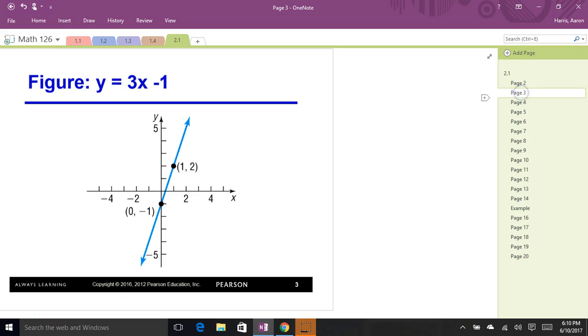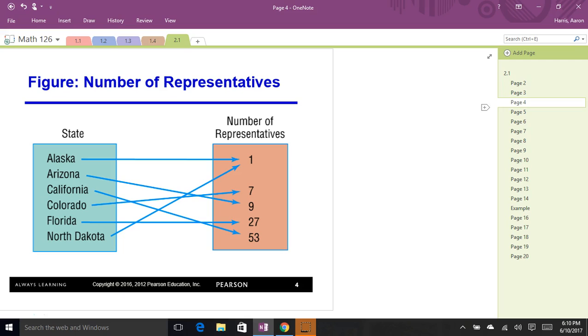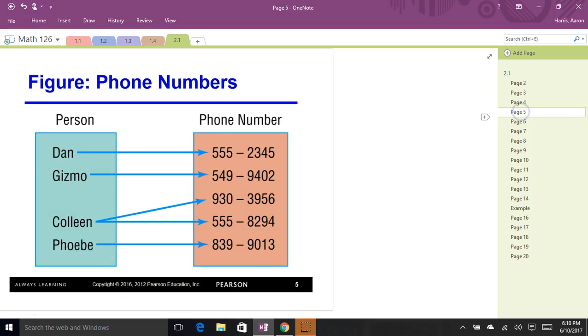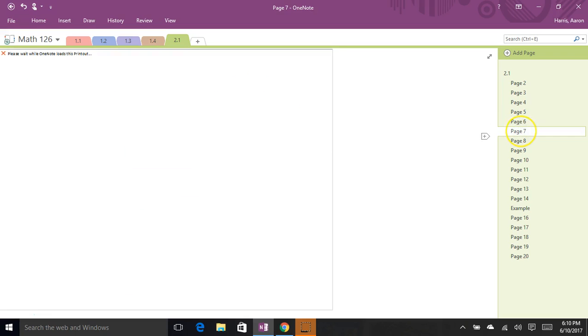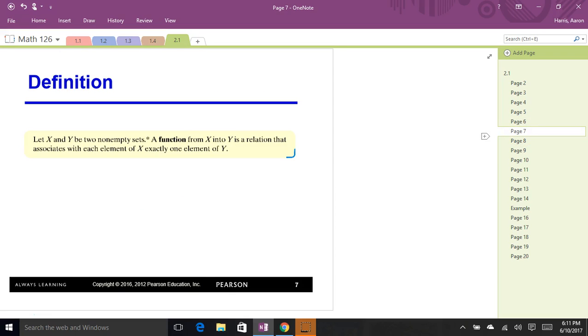First of all, you can have a relation with anything. Like here's a relation, if you will, a relationship between x and y, x being your input, y being your output, and they drew the line. So you can have a relation mathematically with a line. You can have a relation between states and the number of representatives that those states have. You can have a relation between persons and their phone numbers. You can have a relation between animal and life expectancy. But not all relations are functions.